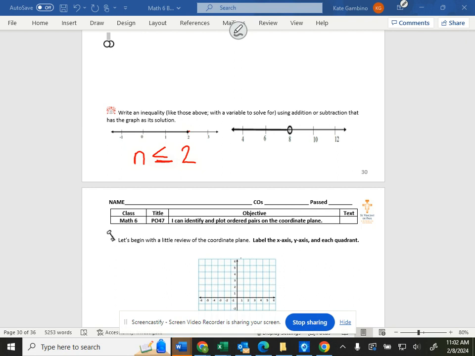So you're going to do this one on your own. Do your own inequality statement based on the graph. So you're going to start off with your n. You're going to decide, is it less than or greater than? Is it equal to? And you're going to put what the number is. Okay? Any questions on today's assignment?